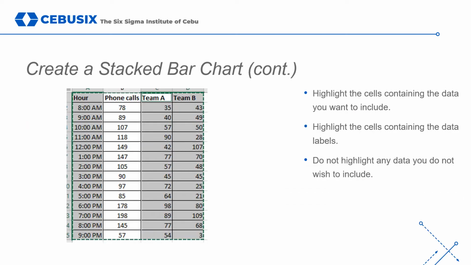Now we need to highlight the cells with the data you want to include. In this case, we want the hour segments and the number of calls from Team A and Team B, but we do not need the total phone calls from the second column. We highlight all of the data, including the headers, as these headers will later become our labels in the chart.